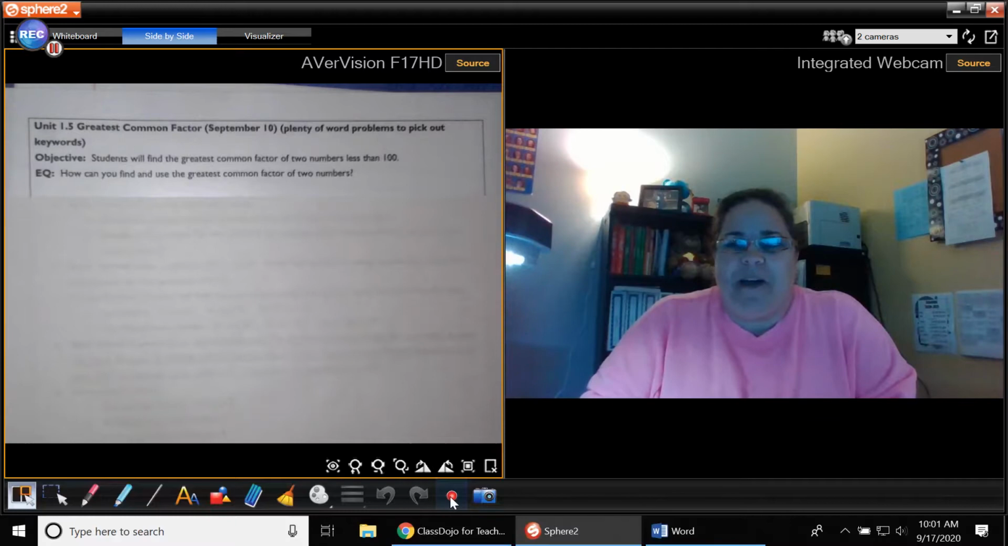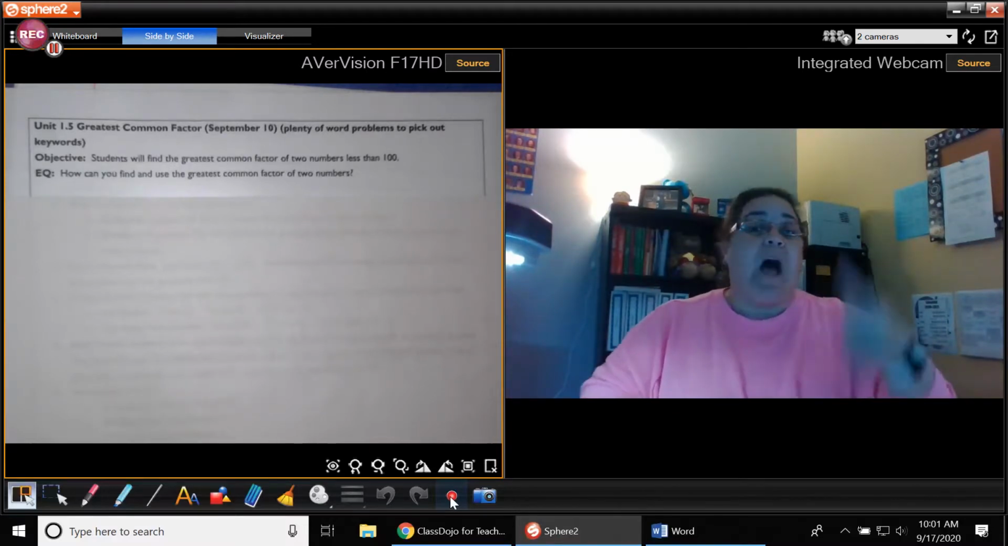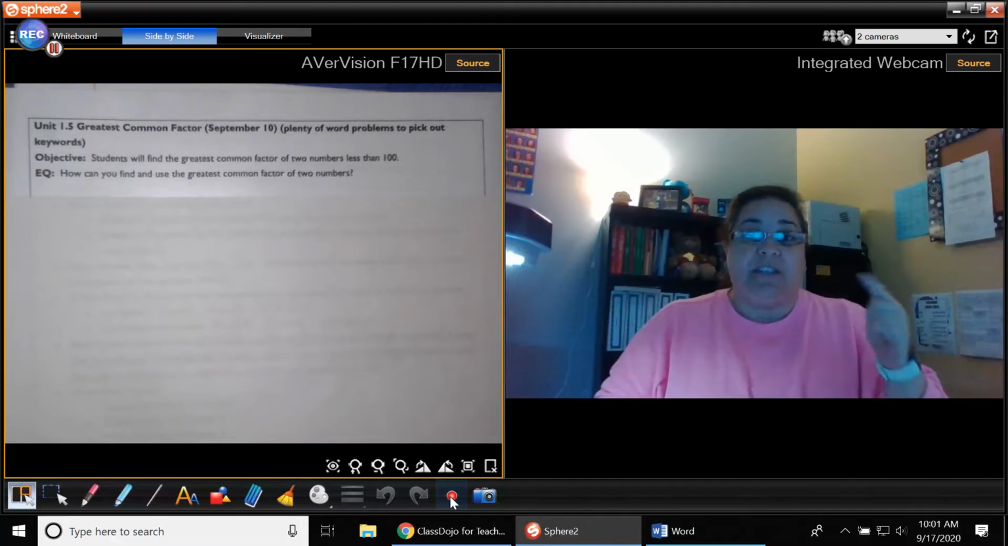Today we're going to get to talk about greatest common factor. The other day we were talking about prime factorization, and how to find the factors of a number to help us reach the prime factorization. And we used a factor tree to help us do that. Today we're going to continue working with factors, and we'll actually get to use our factor tree for something other than just finding prime factorization. We're going to find out why finding prime factorization is helpful.